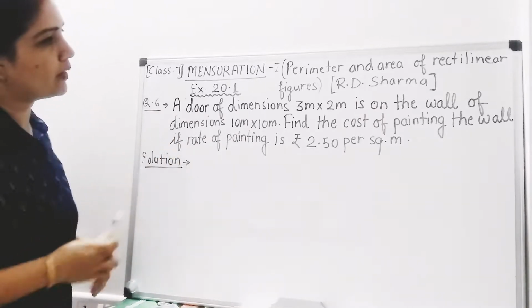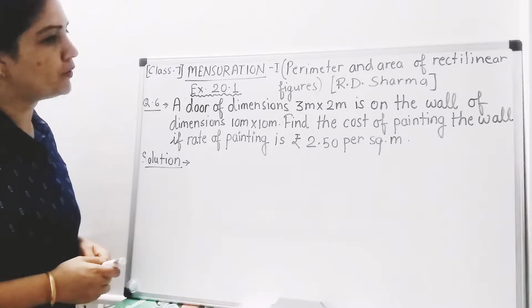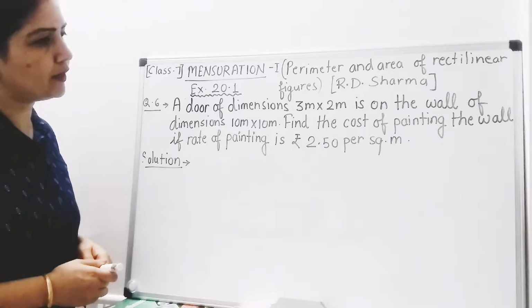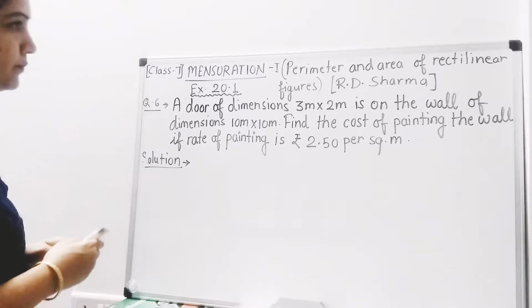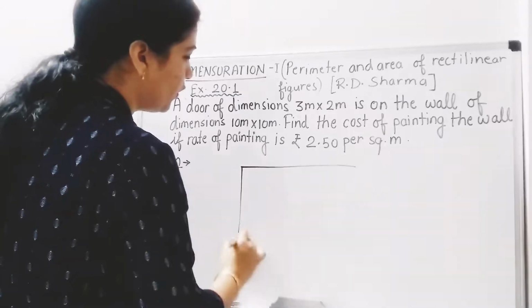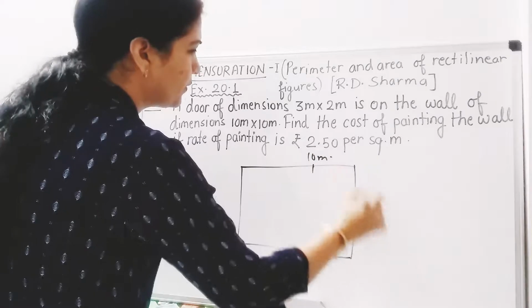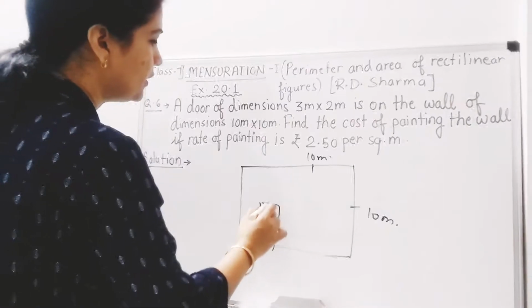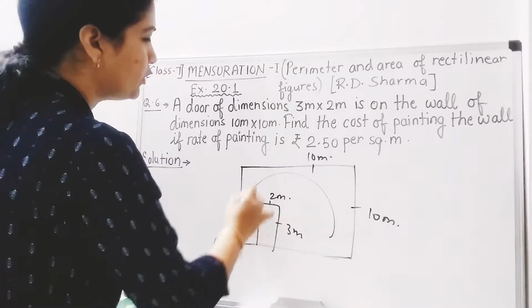A door of dimensions 3 meter into 2 meter is on the wall of dimensions 10 meter into 10 meter. Find the cost of painting the wall if the rate of painting is 2.50 per square meter. So here there is a wall according to the question. This is 10 meter and 10 meter dimension. Now there is a door whose dimension is 3 meter and 2 meter. And this area we need to paint.